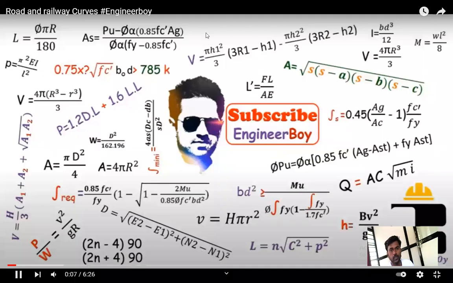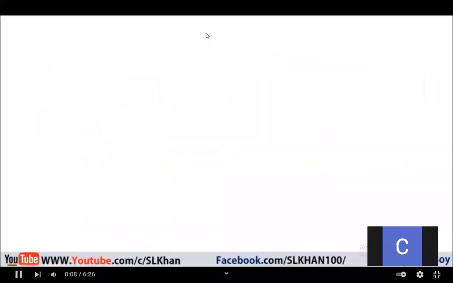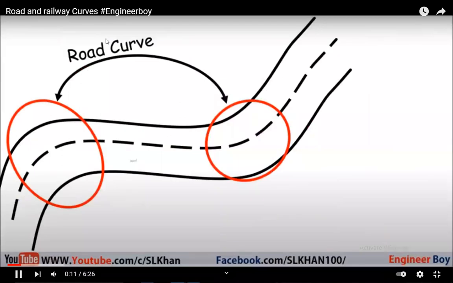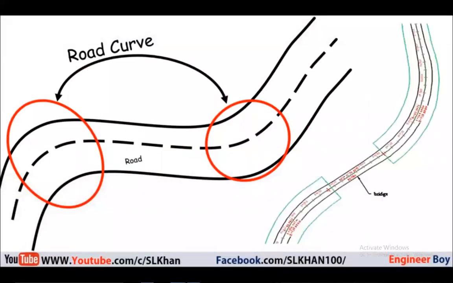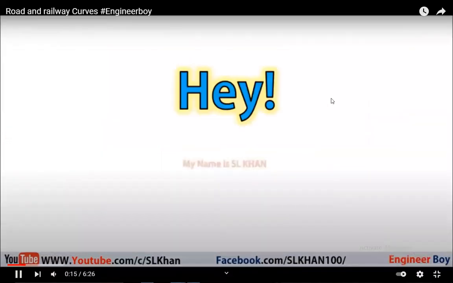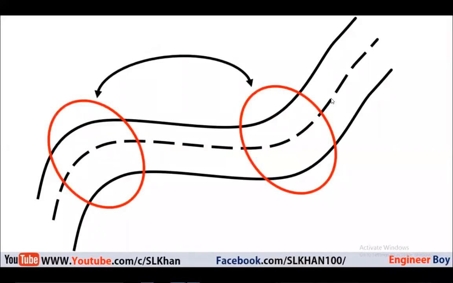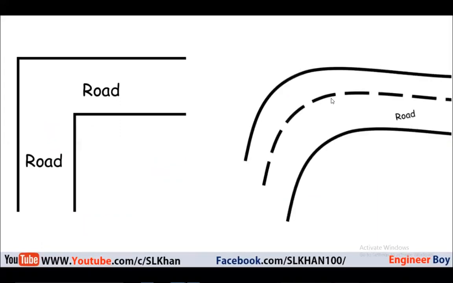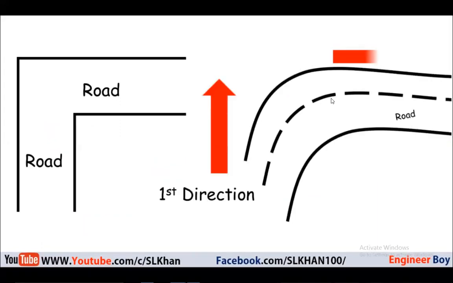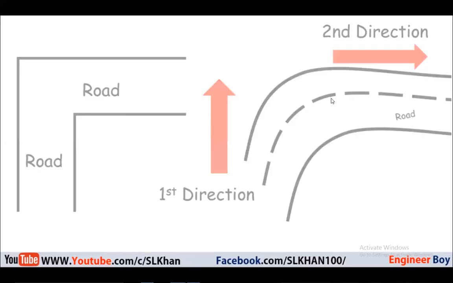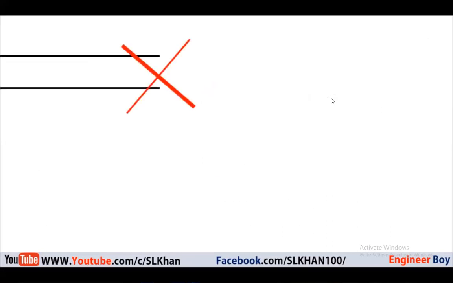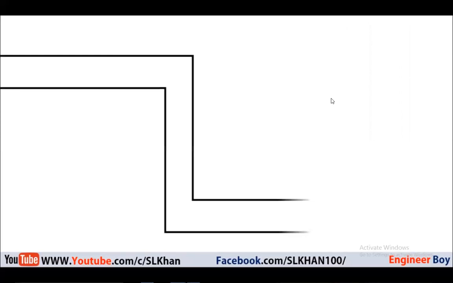See the video carefully. Road curves are regular bends in roads to bring a gradual change of direction. Hey, my name is Isil Khan and you are watching Engineer Boy. Road curves are provided whenever a road changes its direction, like from right to left or left to right, up to down or down to up, etc. Sometimes the road does not change its direction, but road curves are still recommended to be designed.